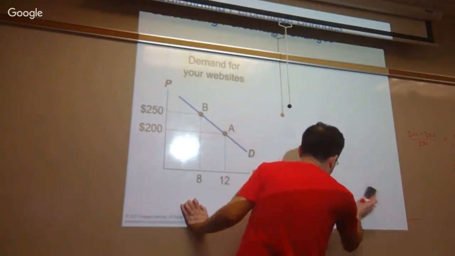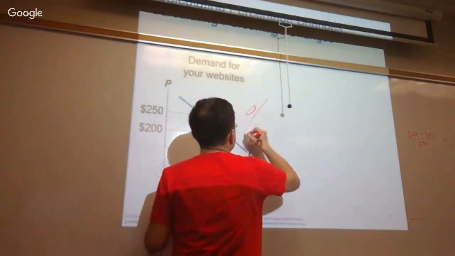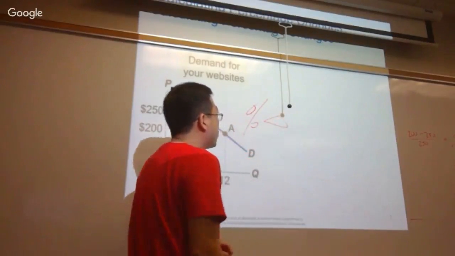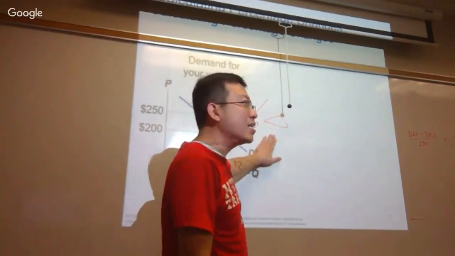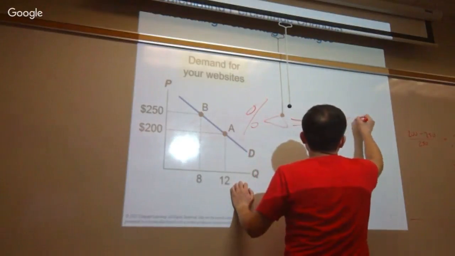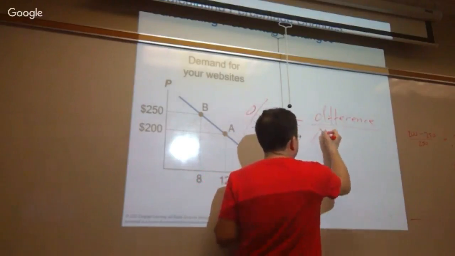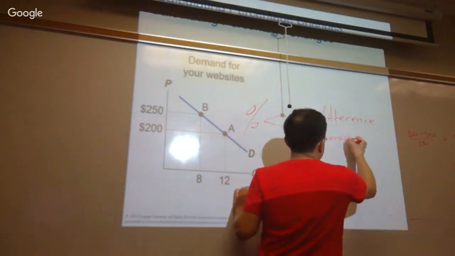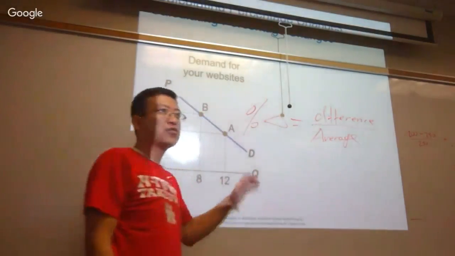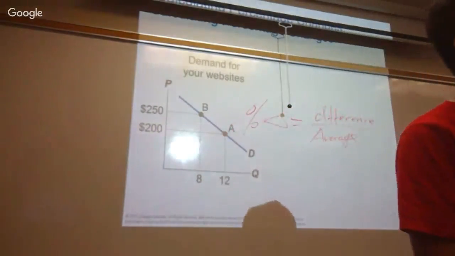The right formula is called the Midpoint Method. Many of you probably heard this before in your algebra class. With the Midpoint Method, your percentage change is the difference between the 2 points divided by the average between the 2 points. So do not do the new minus old divided by old. I want you to do the difference divided by the average.